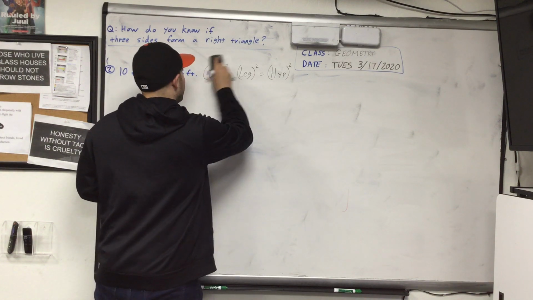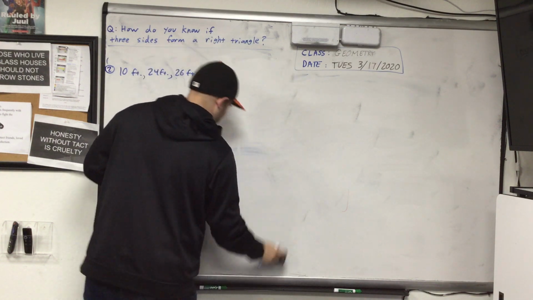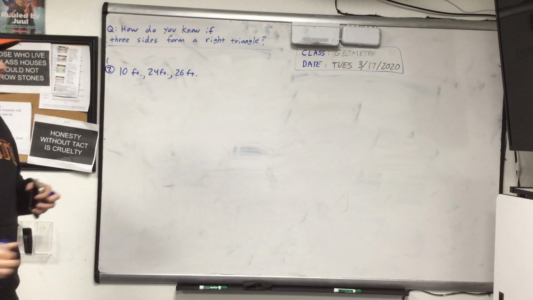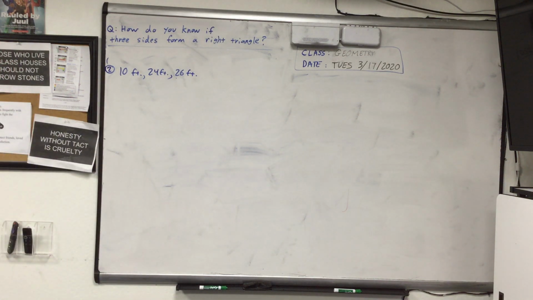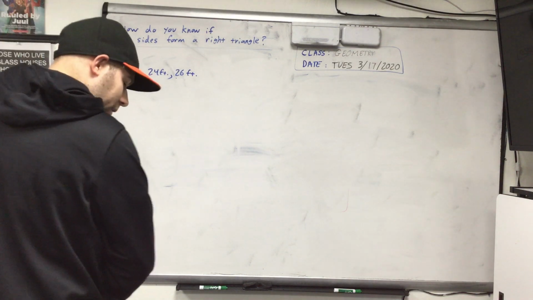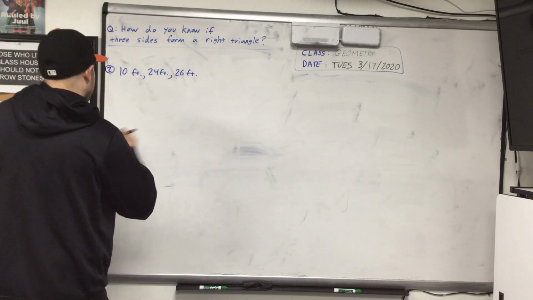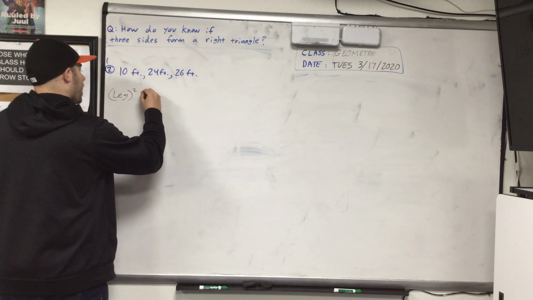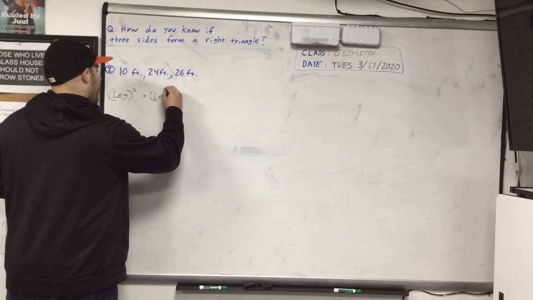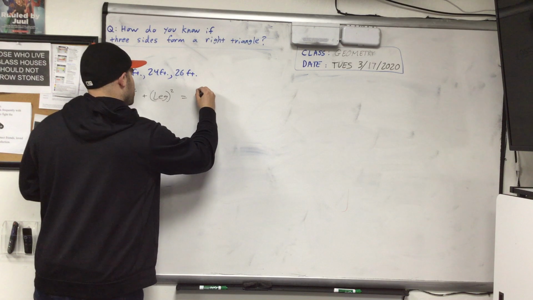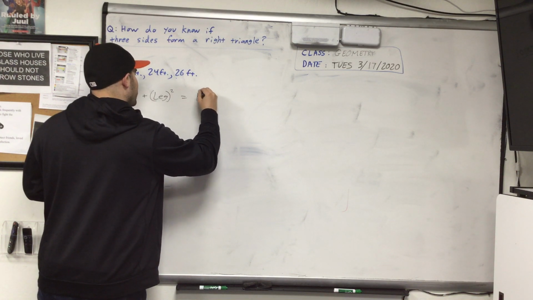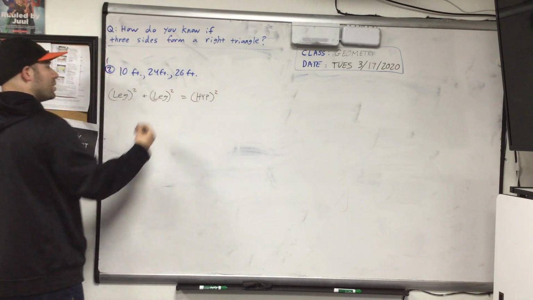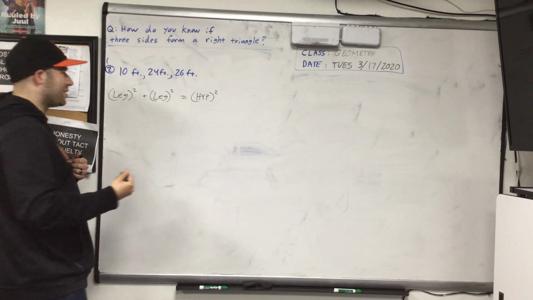So once again, I'm going to rewrite the formula. I just want to make sure that everybody can see it. Well, first things first. Leg squared plus leg squared equals hypotenuse squared. Let's verify that these form a Pythagorean triple and form a right triangle. So the longest side of the triangle is 26.